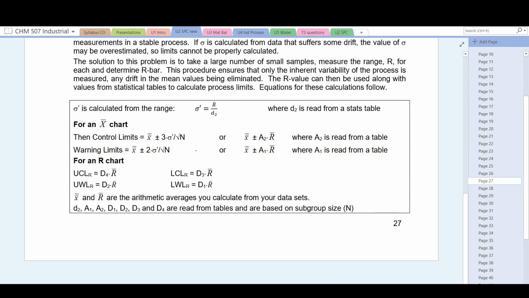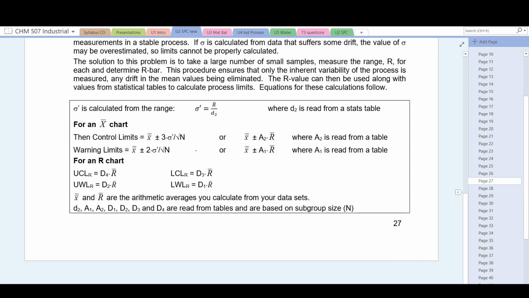For the R chart, the upper control limit on the range is D4 R bar. The lower control limit on the range is D3 R bar. The upper warning limit on the range chart is D2 R bar. The lower warning limit on the range chart is D1 R bar. So X double bar and R bar are the arithmetic averages that you calculate from the data sets, and all the factors A1, A2, D1, D2, D3, D4 are simply read from tables based on the subgroup size.